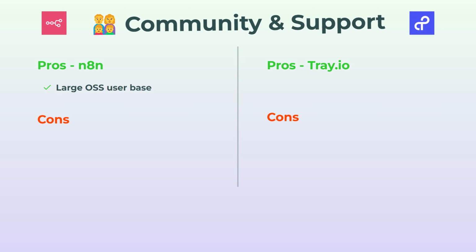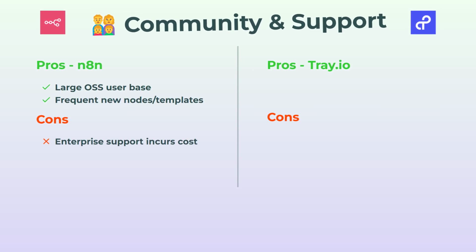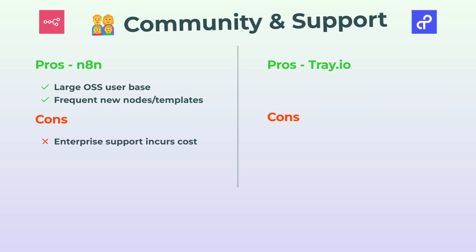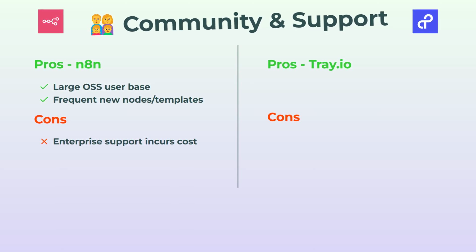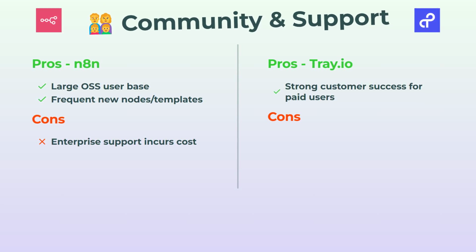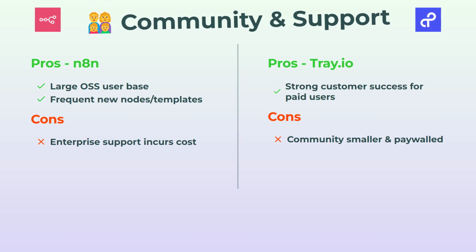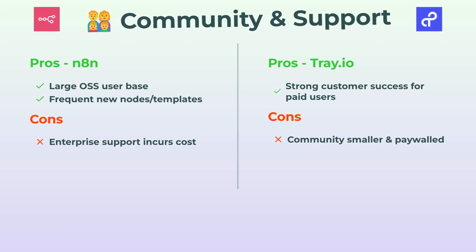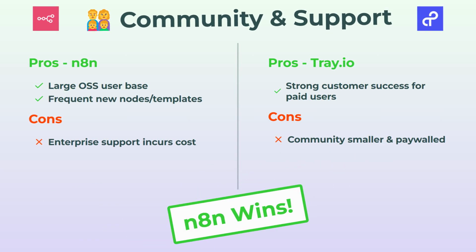Last but not least, community and support. This one's fun because N8N basically has a fandom. Big open source scene. Folks shipping new nodes, templates, like weekly. If you want enterprise-grade help, sure, you'll need to pay. Tray.io has solid customer success teams, but honestly, the community is smaller and kind of locked behind that paywall. You'll probably feel a little less connected.